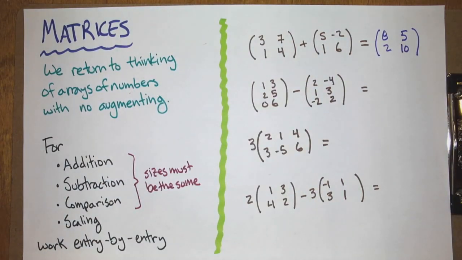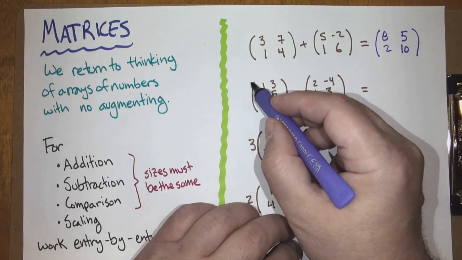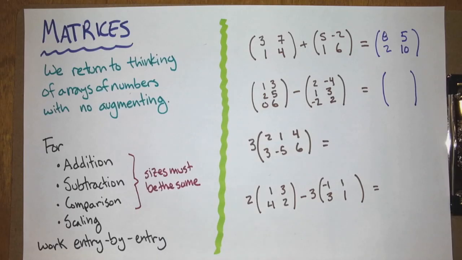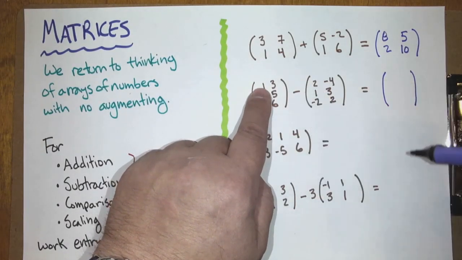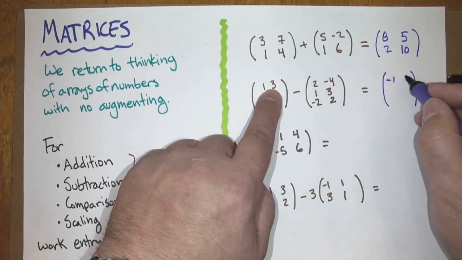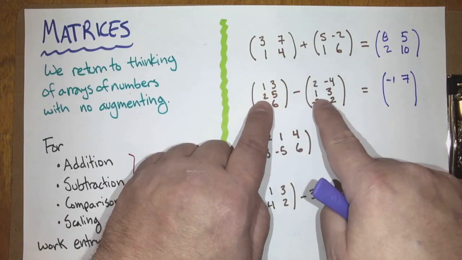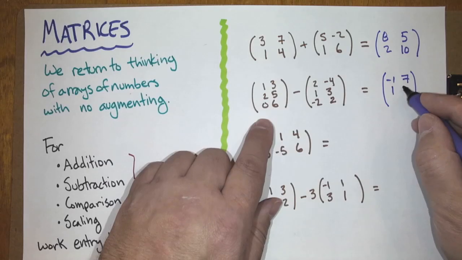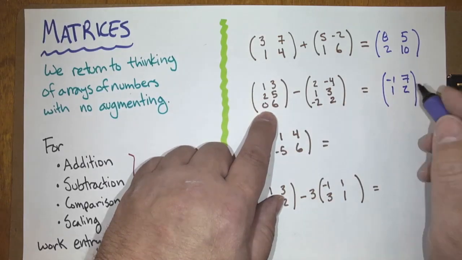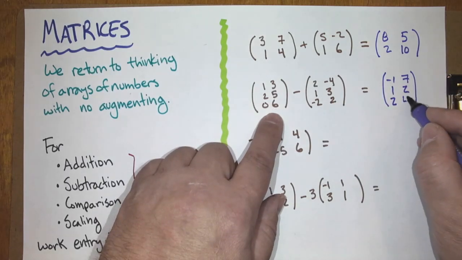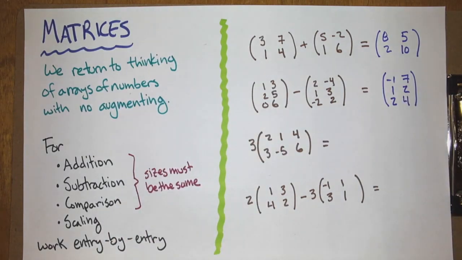Subtraction, just like addition. Here we start with 3 rows, 2 columns, 3 by 2. So we're going to end up with 3 by 2. Just subtract. 1 subtract 2, negative 1. 3 subtract negative 4. That's really 3 plus 4, 7. 2 subtract 1, 1. 5 subtract 3, 2. 0 subtract negative 2, 2. 6 subtract 2, 4. So that's adding, subtracting.